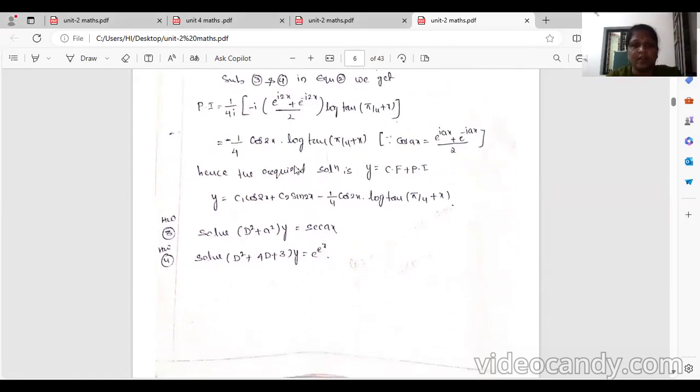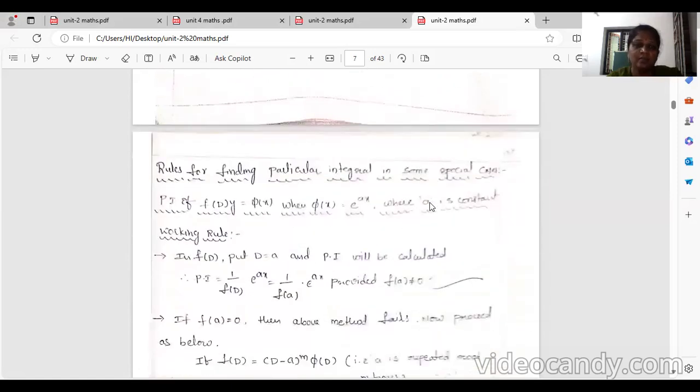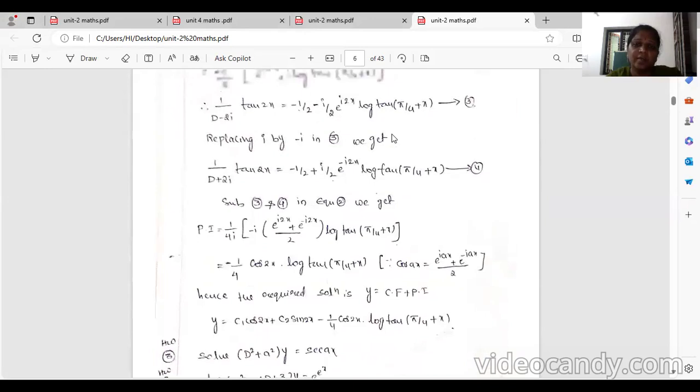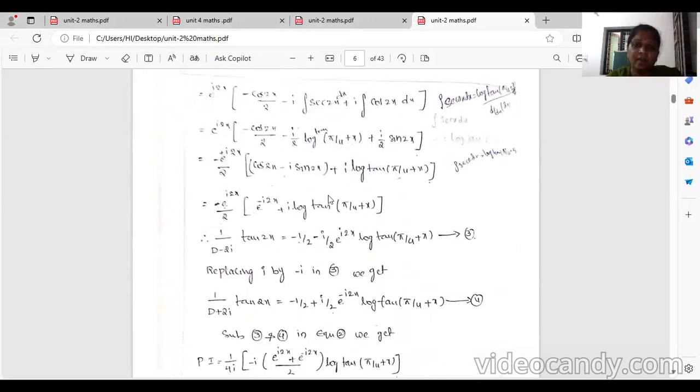This is the particular integral, and the general solution of the given second order differential equation is y equals yc plus yp, that equals c1 cos 2x plus c2 sin 2x minus 1 by 4 cos 2x log tan pi by 4 plus x. So this is the general method of particular integral.